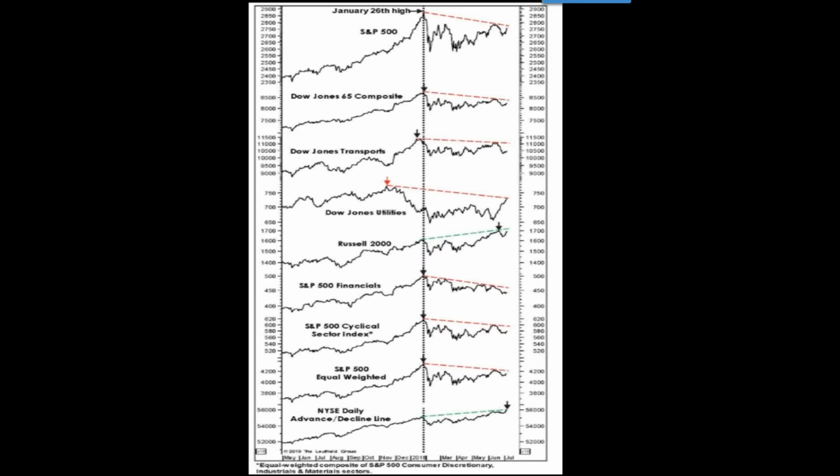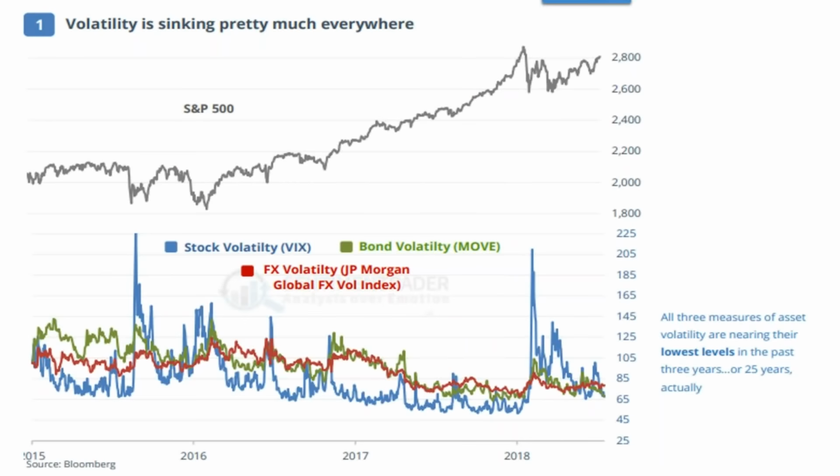This was from the Leasehold Group that I thought was interesting. When the January high took place, you'll notice it took place across the board. This is the S&P, the Dow Jones 65 composite, transports struggled, utilities. The ones that haven't struggled: the Russells made a higher high, banks have made a lower high, the S&P 500 cyclical index a lower high, the RSP, the S&P equal weighted, a lower high, and the advanced decline line a higher high. So the two really positive aspects of this are the Russell small caps breaking out and the advanced decline line. All of the others are struggling. So this isn't a surprise because of the 261 extension levels. And if we can get above the 261 extension levels, it's really positive.